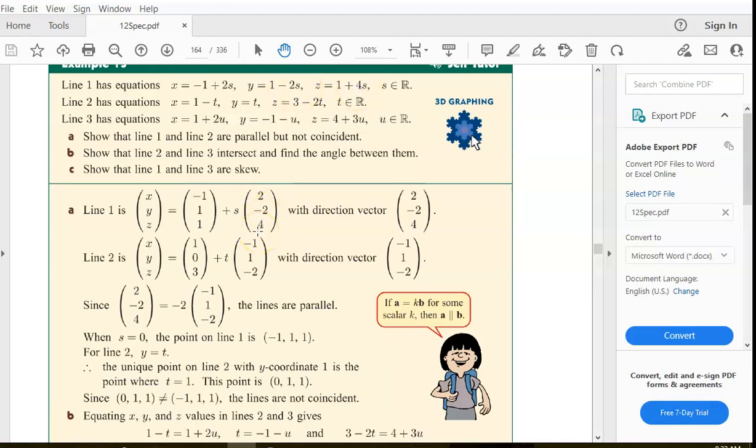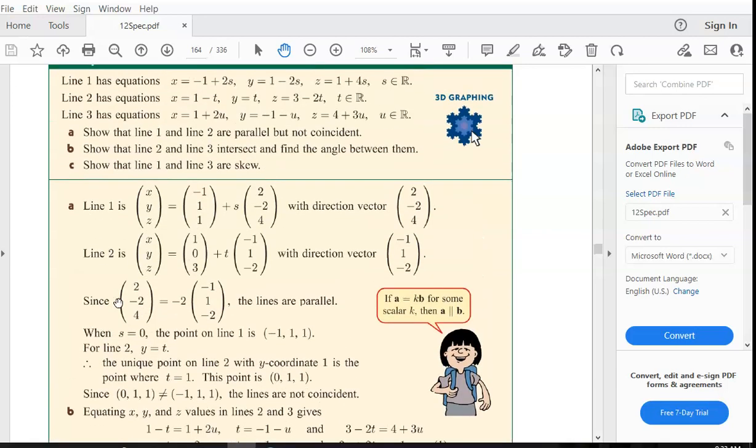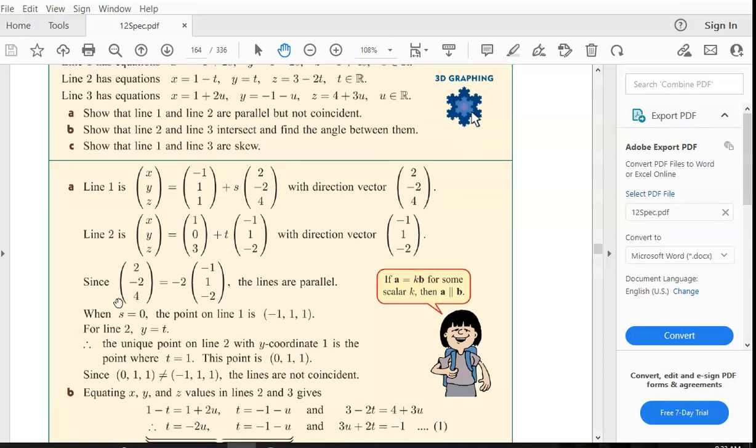Line 2, we've got minus 1, 1, minus 2. So you can see one is a multiple of the other. Why can we say that they're parallel and not coincident? Wouldn't the one point have to lie on both lines if they're coincident? So you can just check, does the point that we have here, minus 1, 1, 1, lie on the other line? Sub it in. Does it work? If it doesn't, then they're not coincident.